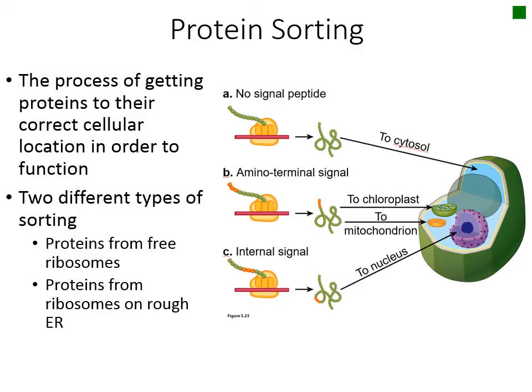Proteins that are produced on free ribosomes will be sorted to one of 3 or 4 locations based on the presence or absence of a specific signal sequence of amino acids called a signal peptide. If the protein does not have a signal peptide, it ends up in the cytoplasm. An amino terminal sorting peptide will send the protein to the mitochondria or the chloroplast of the cell, while an internal signal peptide will send it to the nucleus.